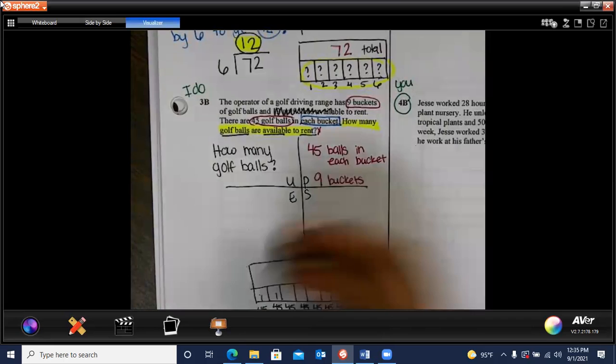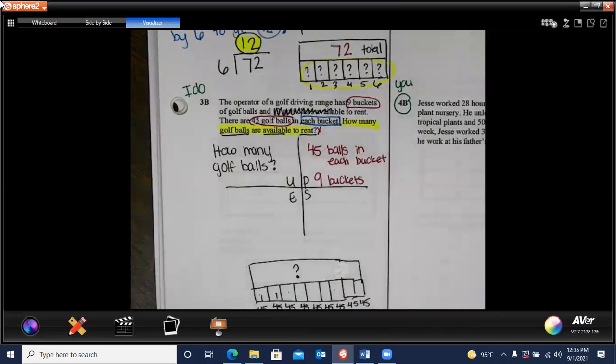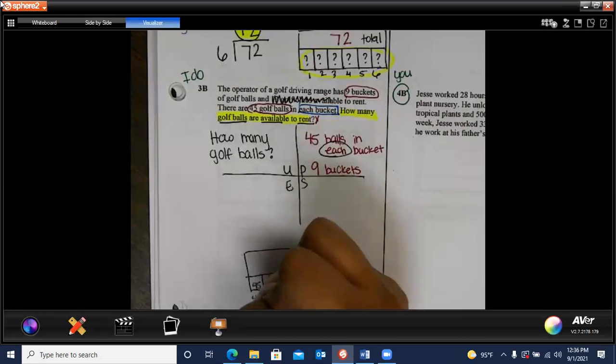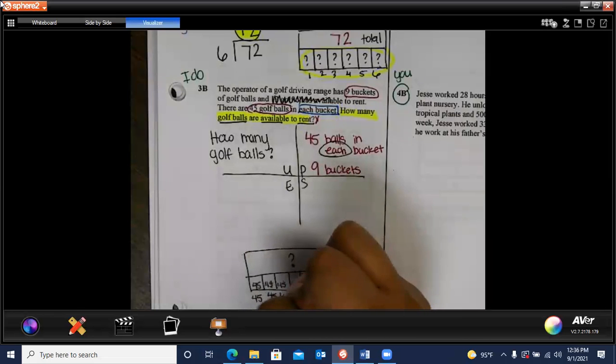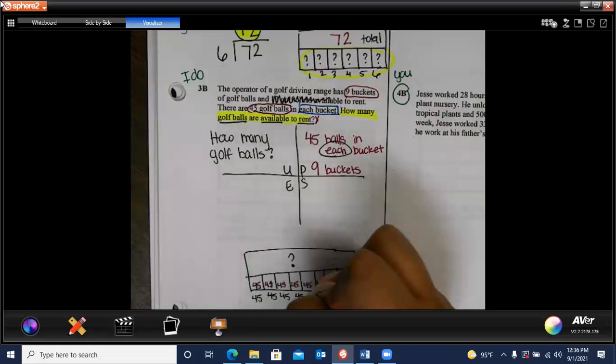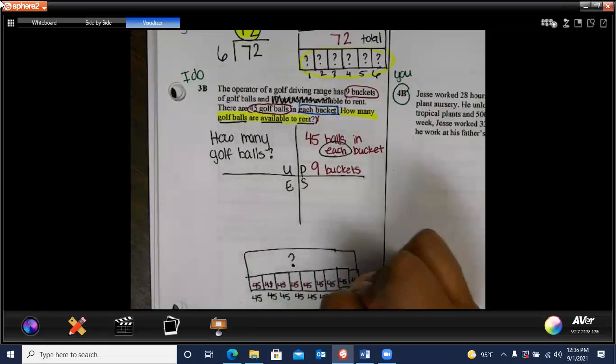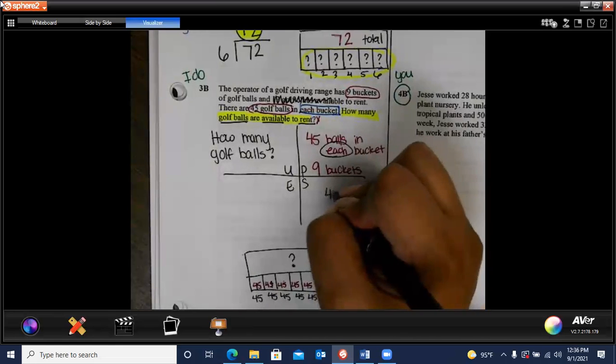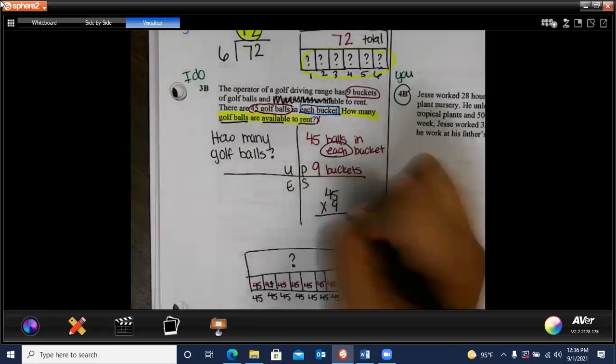or what is the other way that I can do it if I don't want to add? We know that the word each means... Look at your strip diagram. What would we do if we have the word each? Multiply. We can add or we can multiply by what number? How many groups do we have? 9. So we would do 45 times 9.